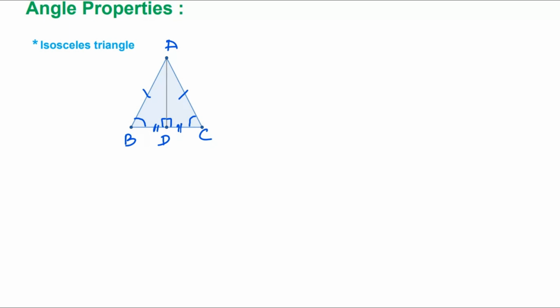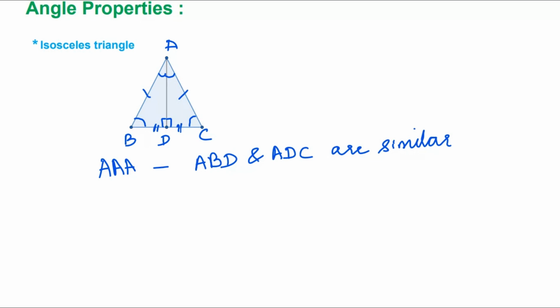That is perpendicular. So in triangle ABD, the angle at B we know, the angle at D also we know it is 90 degrees. Then we can calculate the angle at A. Similarly, in triangle ADC also we can calculate this angle. So all the angles are equal in the triangles ABD and ADC. The triangles ABD and ADC are similar.